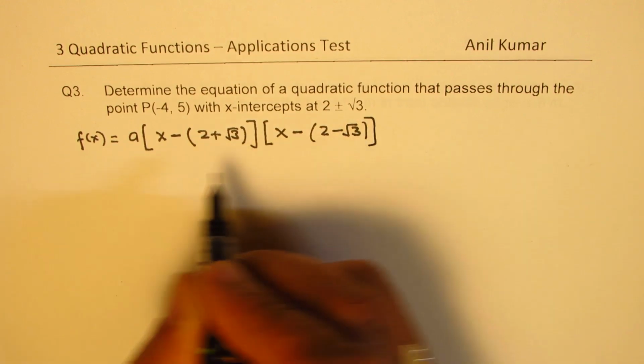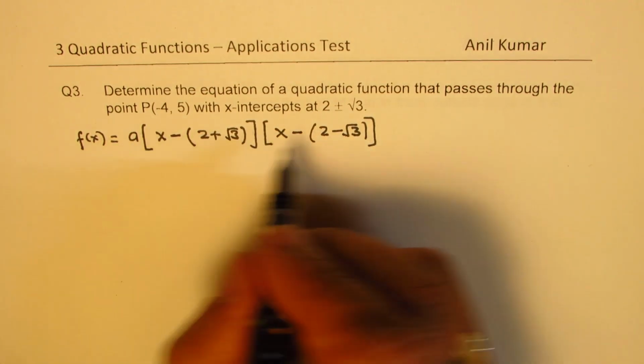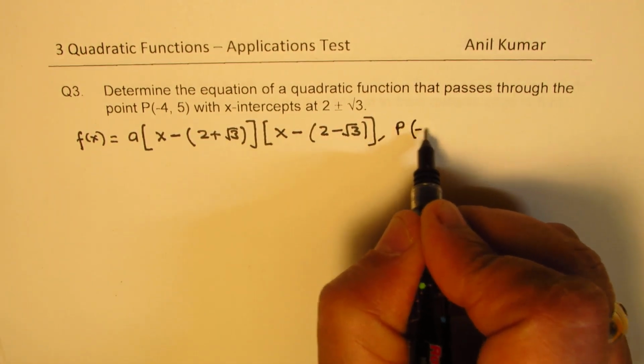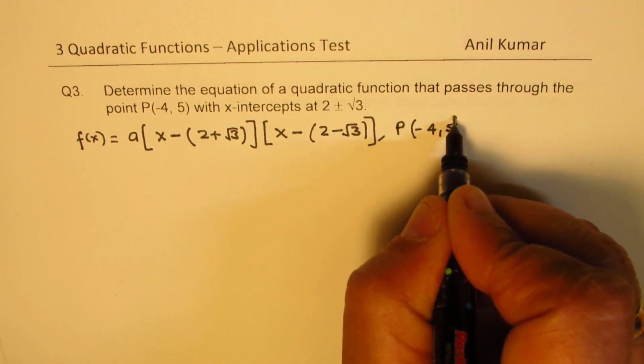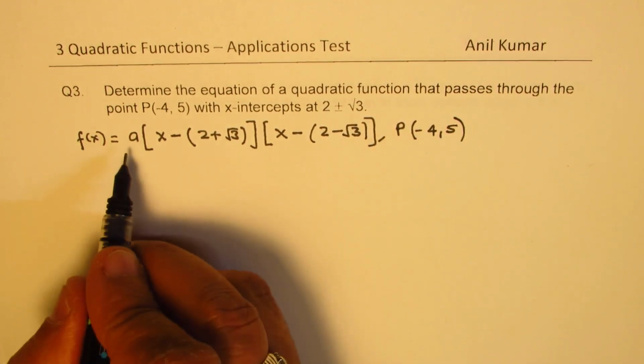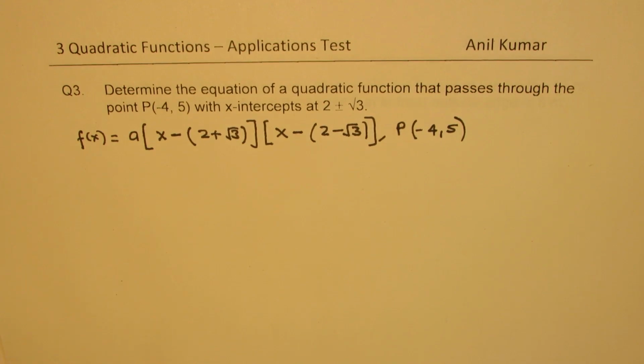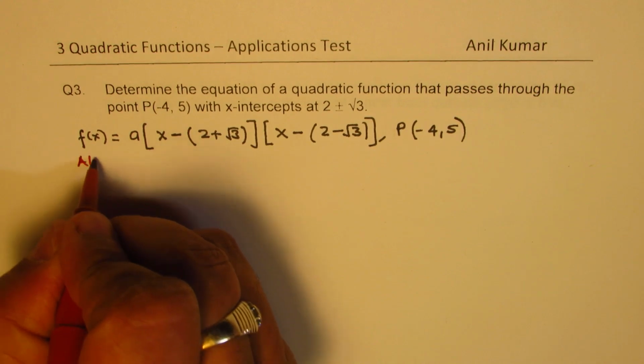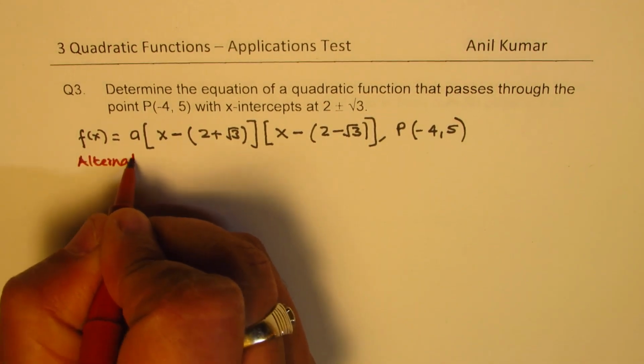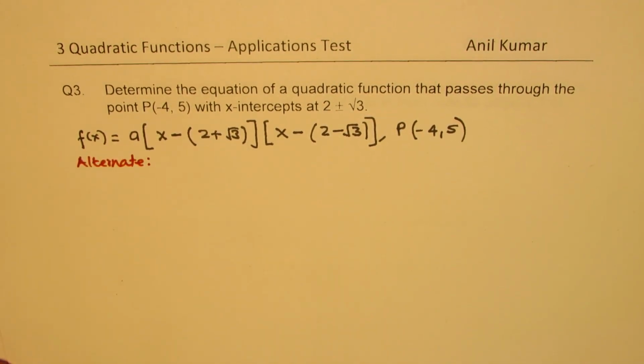So you can actually open this up, and where you know the point P is (-4, 5), that should satisfy the equation, and you can get the value of a. So expanding this, you could always find the solution, right? However, here is an alternate method which I am going to discuss. The alternate method is kind of like this.